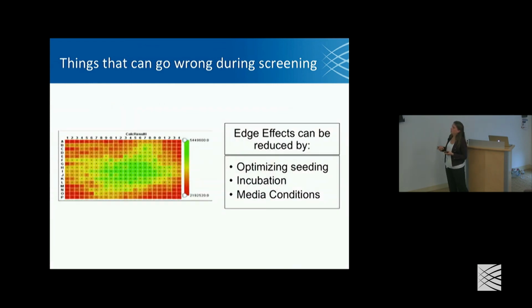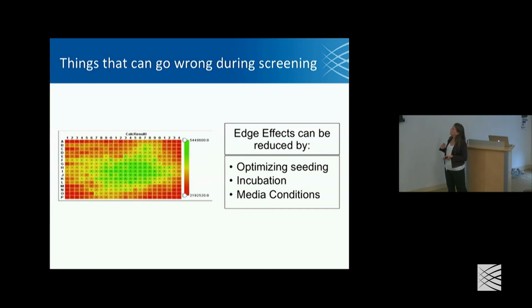Another thing that can go wrong that I mentioned before is edge effects. This 384 well plate here shows actually a really bad edge effect. The whole outside is red, and in the middle is green, which is actually what you would want to see throughout this whole entire plate. A lot of times this is due to evaporation during the incubation stage of your screen.